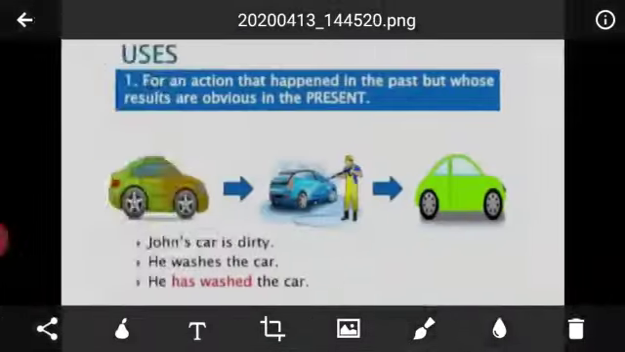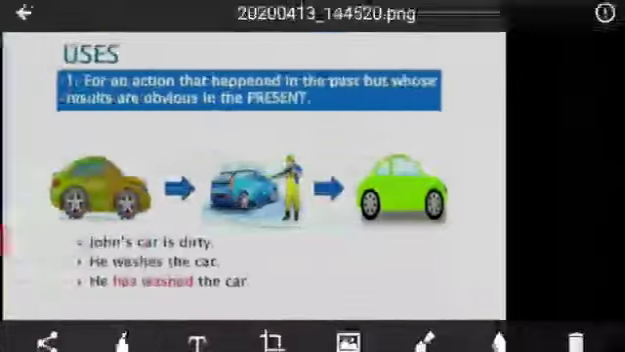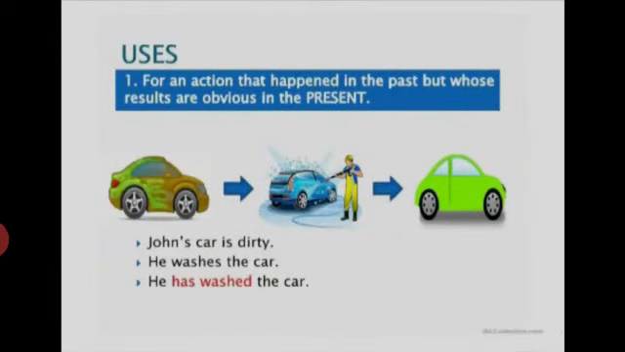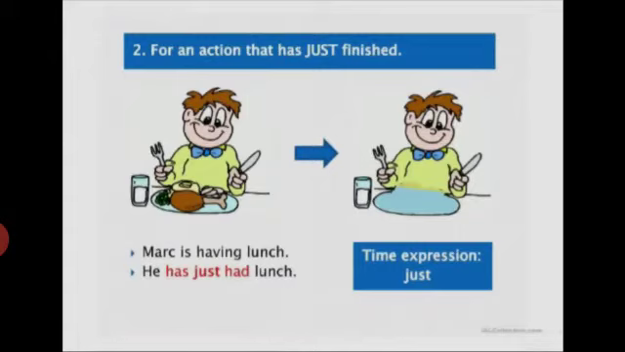I repeat. The form of the present perfect is like this: subject plus have or has plus the past participle of the verb, which you can find in your workbook, page number 127. This is the form of the present perfect. Then we go to the uses. We use the present perfect when we have an action that happened in the past but whose results are of use in the present. This is the first use. The second one is for an action that has just finished.